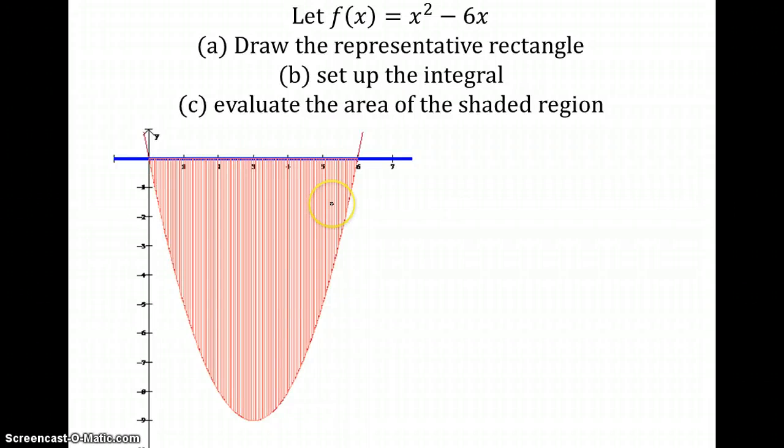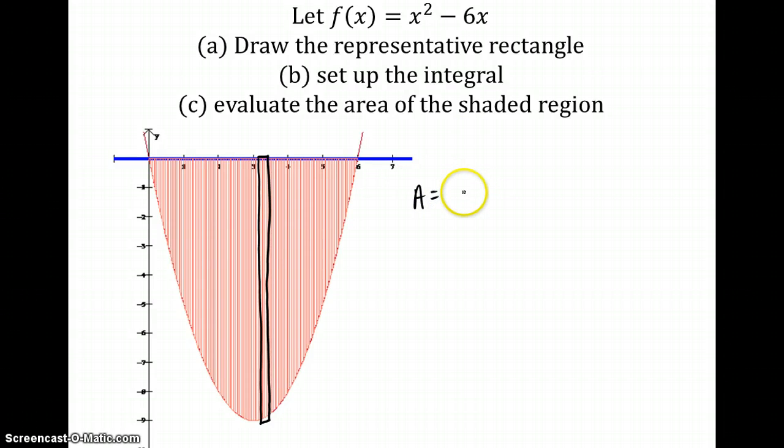Given this function, x squared minus 6x, draw the representative rectangle. And again, that's just a guide to tell you what you're going to integrate with respect to, x or y. You don't need to do that always, but when we talk about volume, that becomes helpful. Set up the integral. So the area would be the region bounded between this function, y is equal to 0, that's the top of the representative rectangle, minus the bottom function, which is the quadratic.